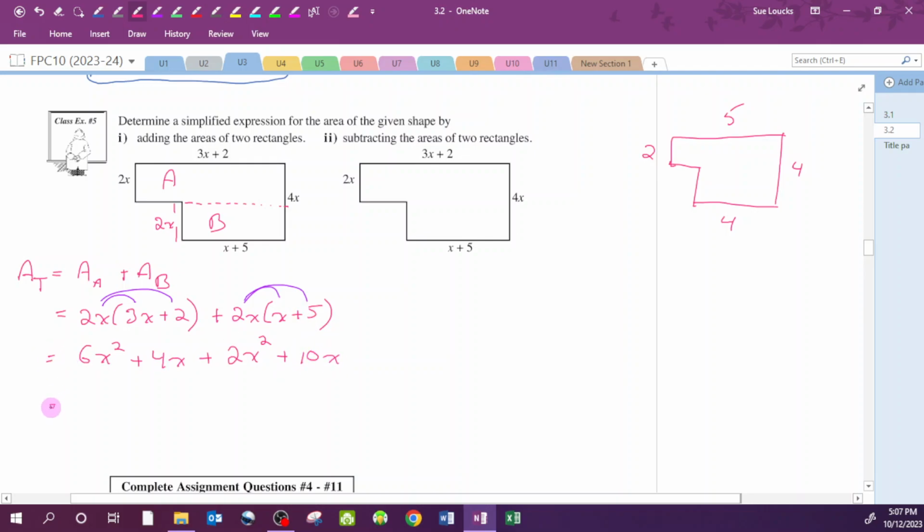And then I've got to collect my like terms, add that all up. I've got 6x squared plus 14x.